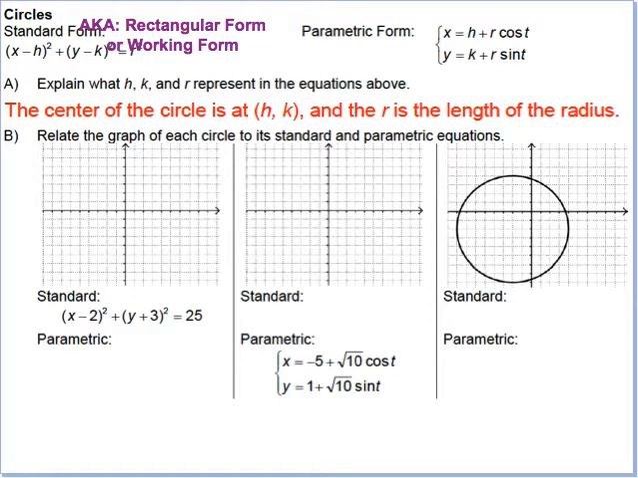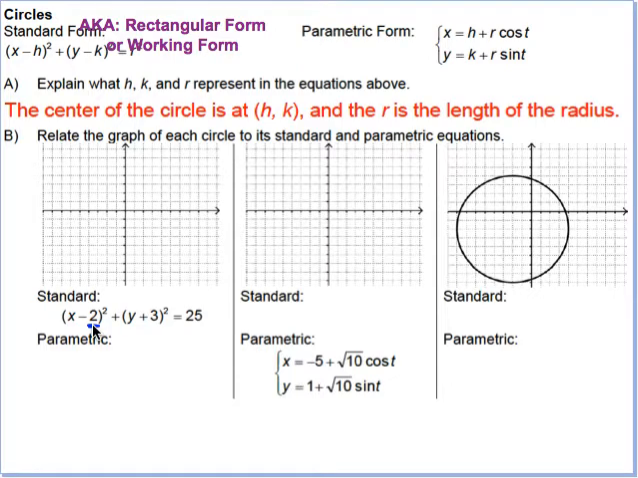In the notes, you have 3. You need to draw 2 circles. You need to figure out what the parametric formula is when they give you the standard formula. You need to figure out what the standard formula is when they give you the parametric formula. And then the last one, they give you the graph, and you have to figure out what the standard and parametric form is. I will do a couple of the things, and then I want you to do the rest on your own. So let's look at this first one.